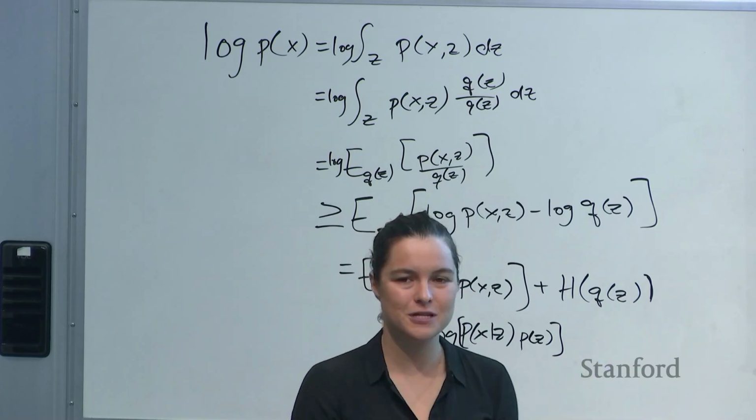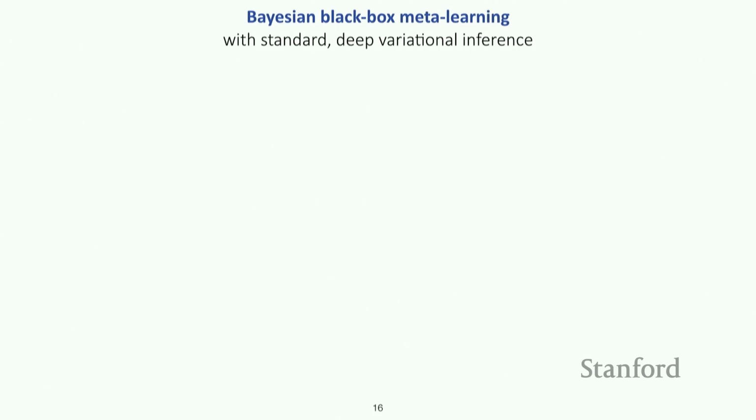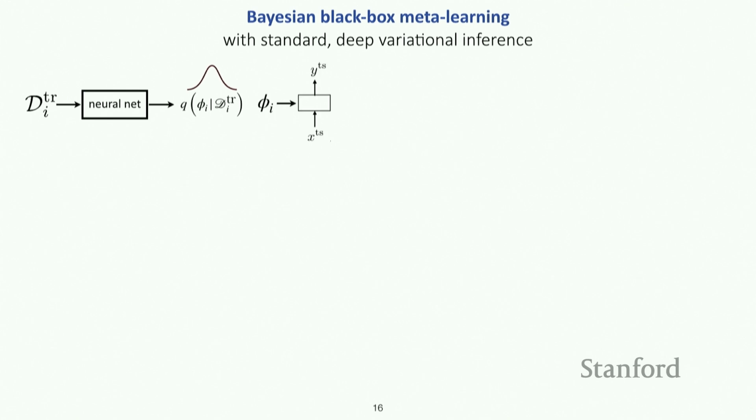So can we use amortized variational inference for meta-learning? First, let's think about black-box meta-learning approaches for simplicity. In particular, what we want is a neural network that takes as input a training data set and produces a distribution over our parameters phi. Then we take our parameters phi and have them parameterize a neural network that takes as input x and outputs y.